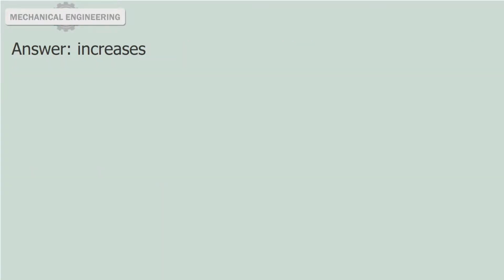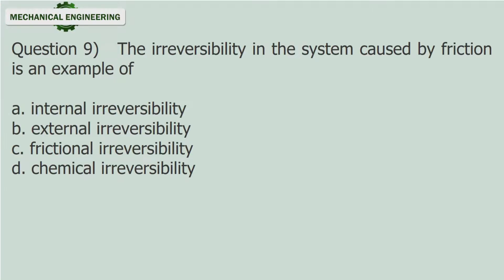Answer: increases. Question 9. The irreversibility in the system caused by friction is an example of A. Internal irreversibility. B. External irreversibility. C. Frictional irreversibility. D. Chemical irreversibility.